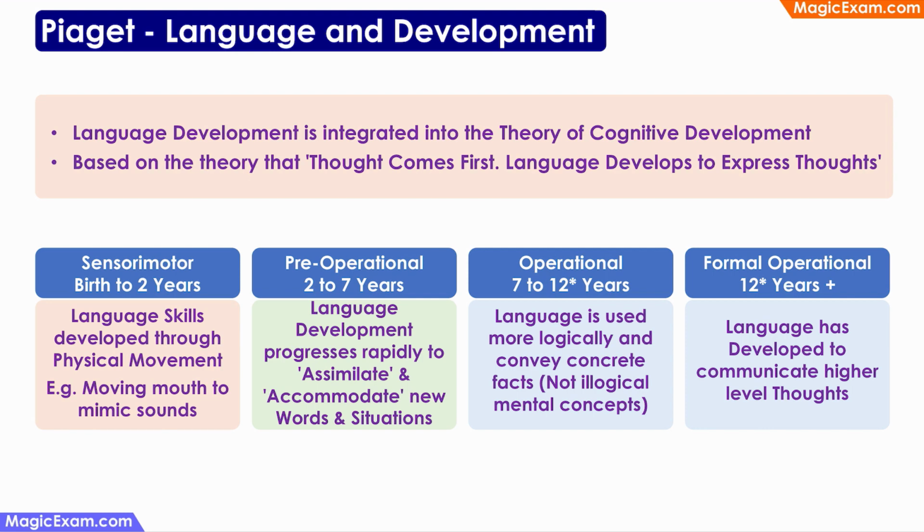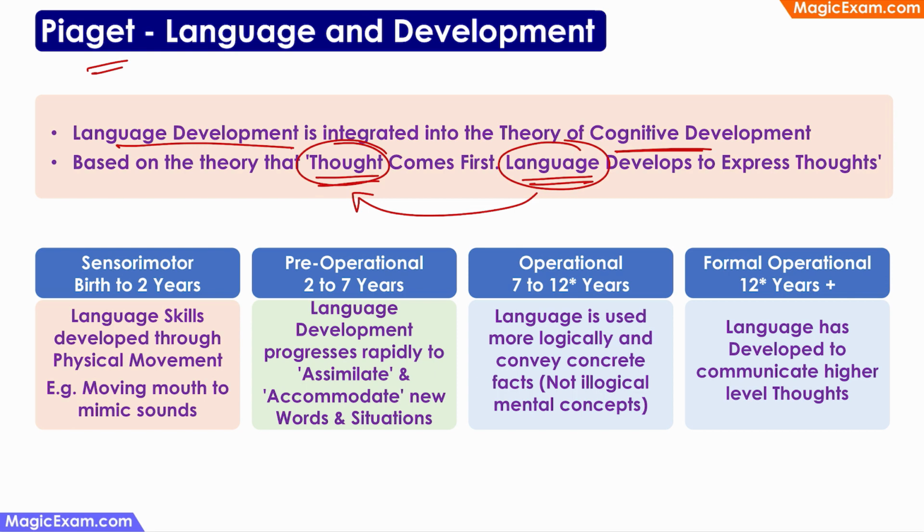Moving on to the theories of language development, the first theory that we will look at is Piaget's. Now Piaget's language development theory is integrated into his theory of cognitive development. Piaget says that thought comes first and language develops next to express these thoughts. So thought comes first, language comes next.